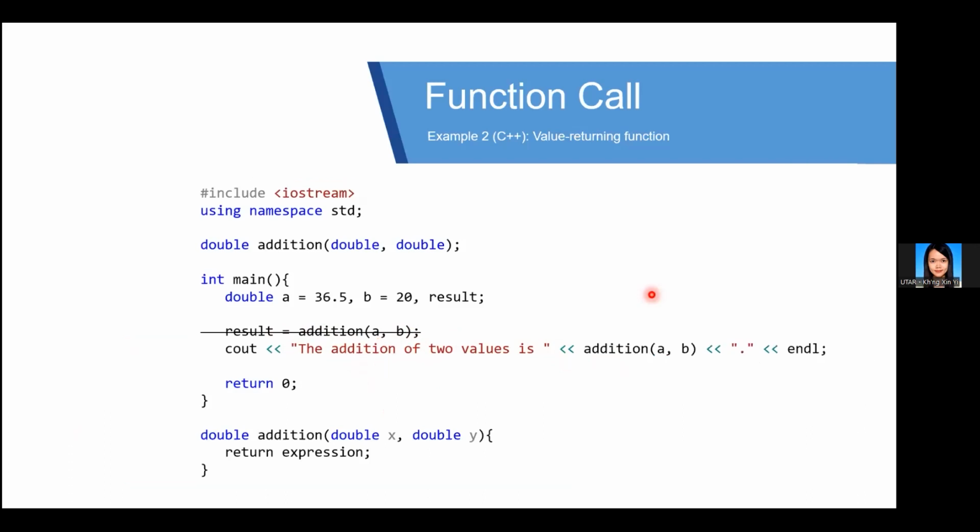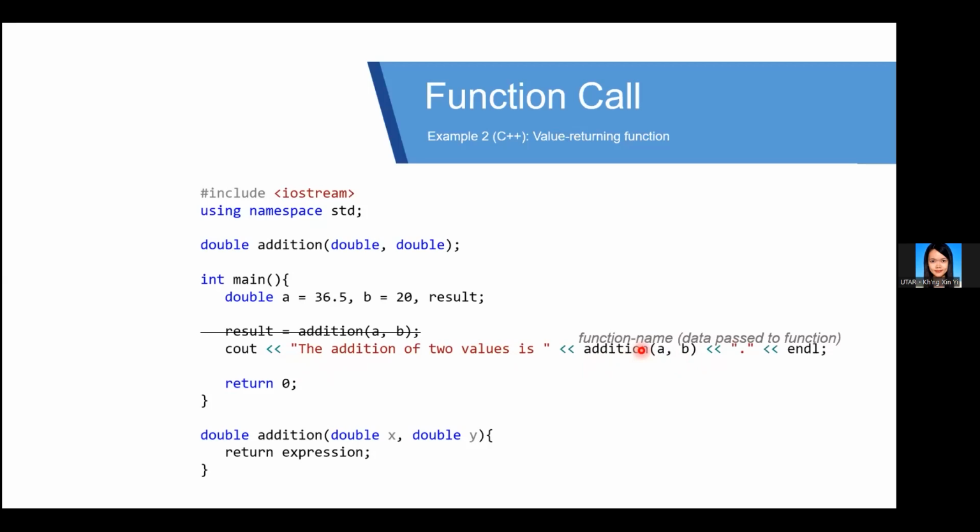For the same value returning function, if you don't want to declare a variable to store the return value, there is another possible way to print out the return value directly. You can see that I just use cout here, and then I do the function call here. This is the function call, right? The addition is the function name, and then A and B are the data passed to the function. Why can we just put the function call in this cout statement? Because it's going to print out the return value directly.